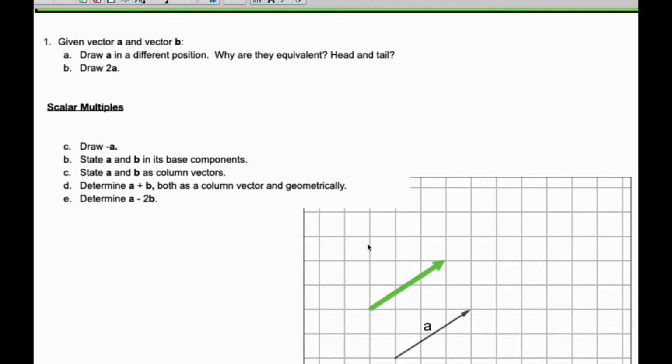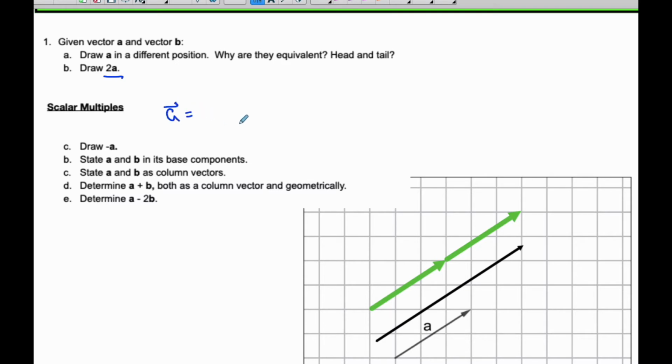Now, if I wanted to draw 2A, all I need to do is take A and add it on here. So now I've made it twice as long, and this is 2A, because it's two of them added together. This highlights the idea of what is called a scalar multiple. If I look at A and I look at 2A, I can see that they are in the same direction, but just larger.